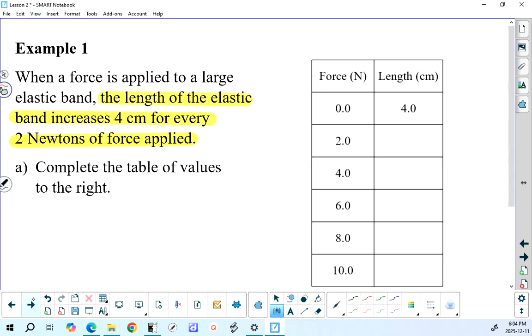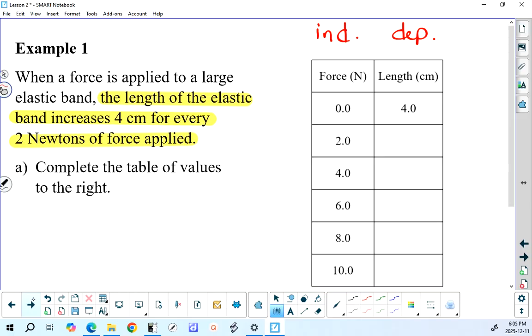Well, to begin with, let's just make sure that we understand something here. It's the length of the rubber band that depends on the force. So the length of the rubber band is the dependent variable. This is the dependent variable. And the force is the independent variable. And I want you to notice that this table is set up so that the independent variable is filled in, which is almost always the case.